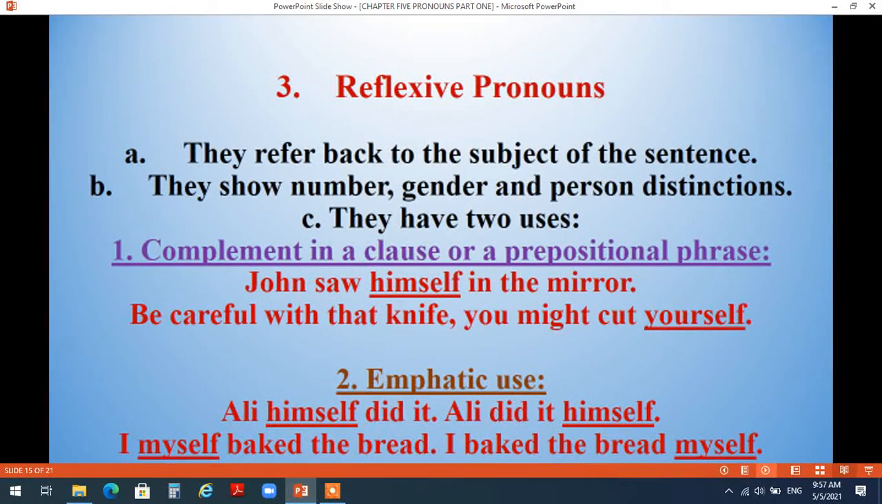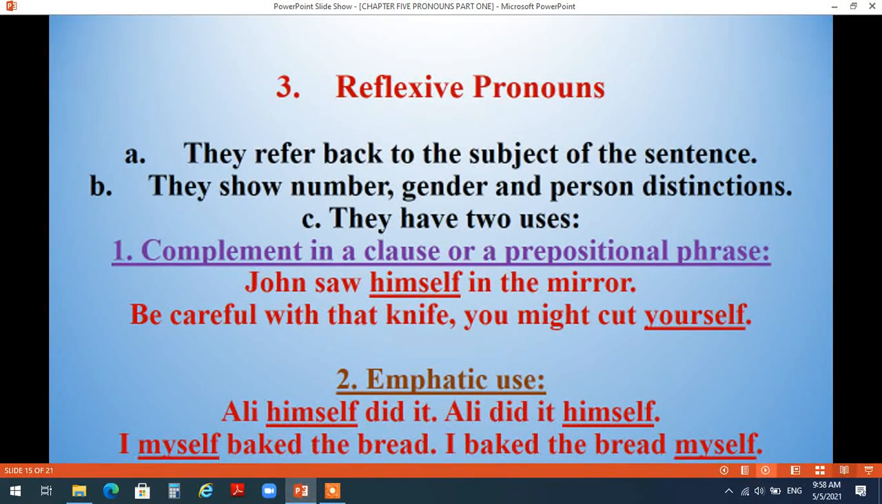For example, Ali himself did it, or we can say Ali did it himself. So we have two options, either to put the reflexive pronoun immediately after the subject and نضع الضمير الانعكاسي مباشرة بعد الفاعل أو أن نضعه في نهاية الجملة. في كلا الحالتين يكون استخدام الضمير الانعكاسي للتأكيد.